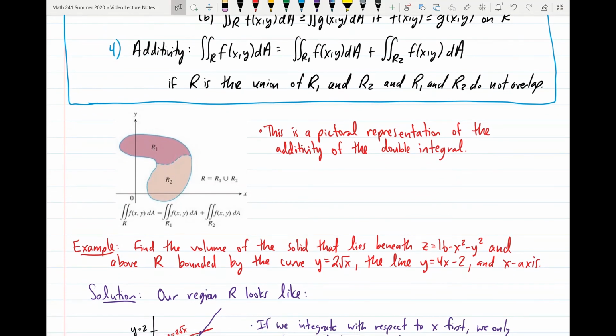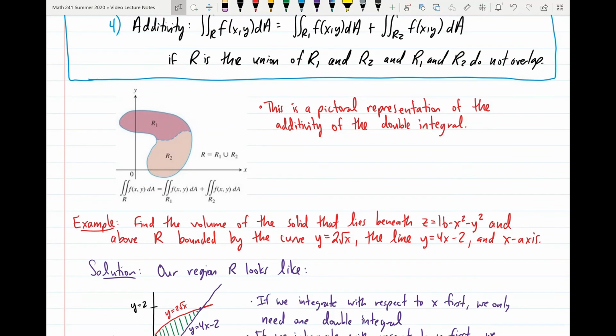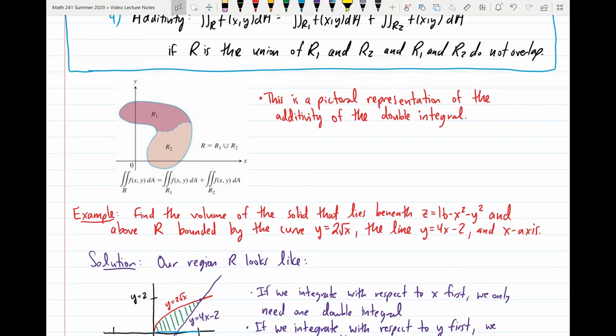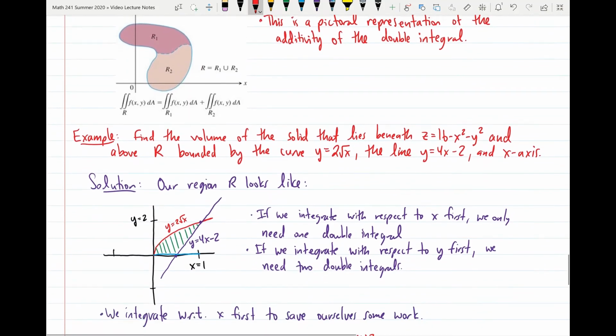And below I have a pictorial representation of this last property here. So we have a region R in space, which is the region bounded in blue there, and then we've subdivided that region into two smaller regions, R sub 1 and R sub 2, and that last property, additivity, just tells us that taking the double integral over the entire region R is the same as taking the double integral over the region R sub 2 and then adding the double integral over the region R sub 1.